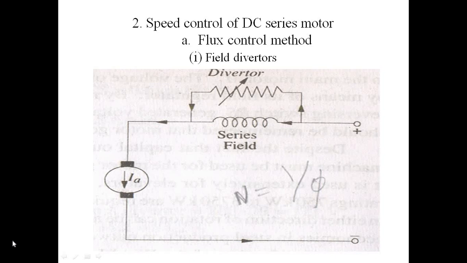As the resistance varies, N is proportional to V divided by phi, so the current will vary. Flux is proportional to current. So the current varies, and simultaneously the flux varies, then the speed also varies.